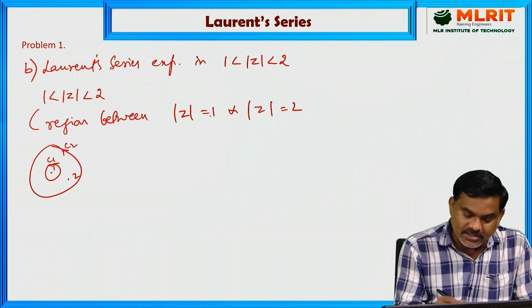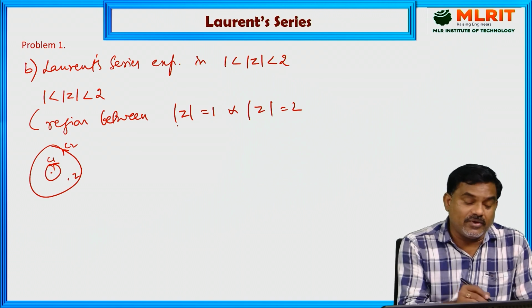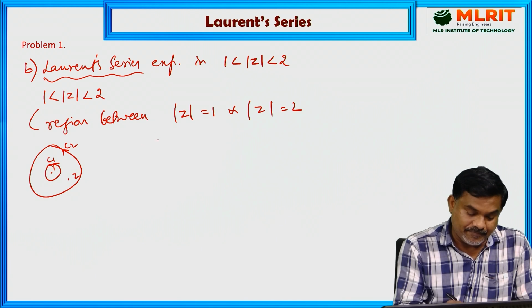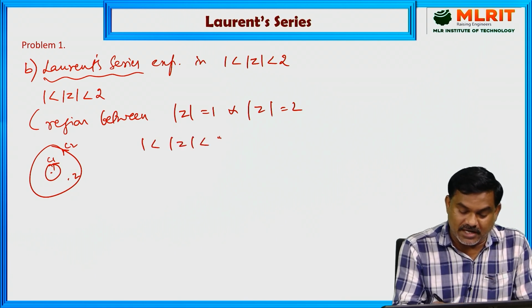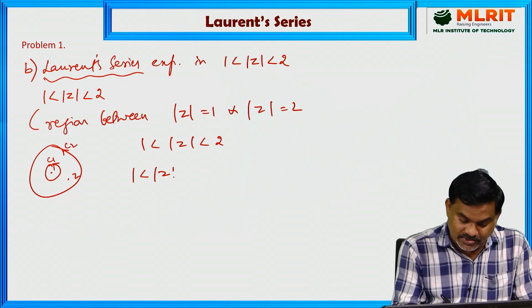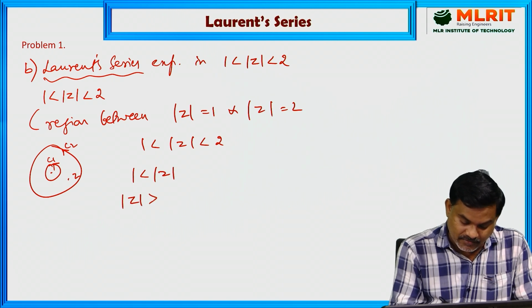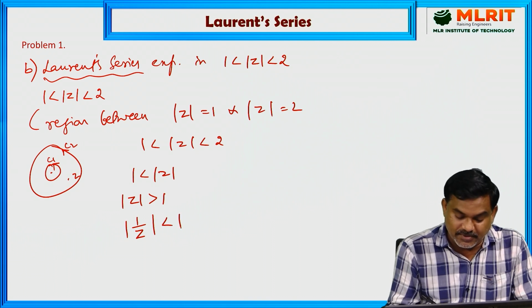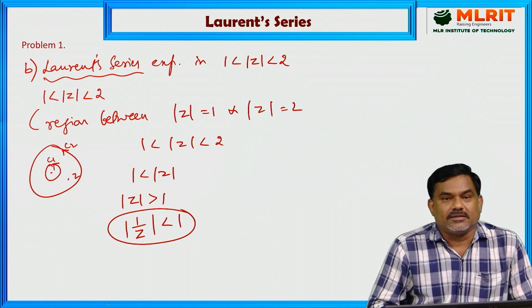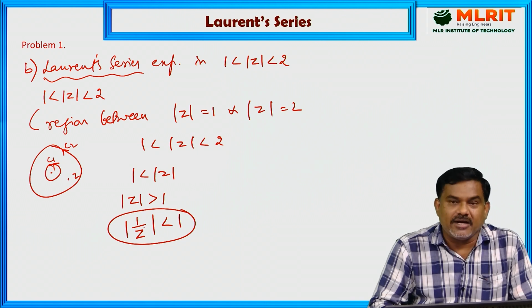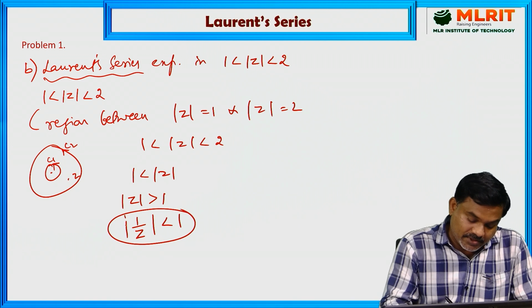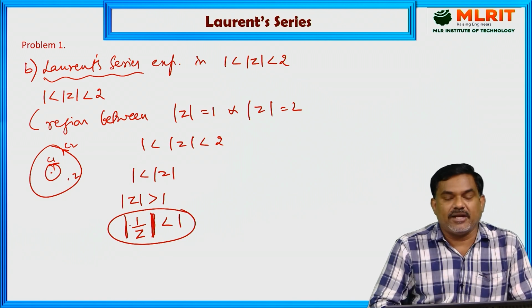Now, here mod z equal to 1, and here we need to find the Laurent series expansion. Here the first one is 1 less than mod z less than 2. So, 1 less than mod z, that means mod z is greater than 1. So, if you consider the reciprocal of this, it must be less than 1. So, this series expansion must be valid for mod of 1 by z less than 1, and that's the reason we try to get these terms 1 by z in the expansion.